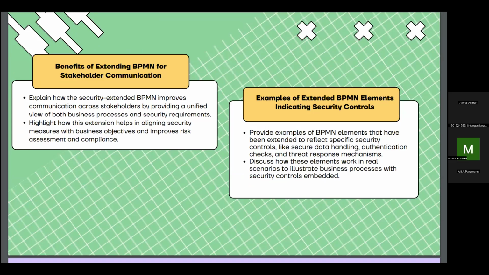Next slide. The benefits of extending BPMN for stakeholder communication. First is explaining how the security-extended BPMN improves communication across stakeholders by providing a unified view of both business processes and security requirements. Second is highlighting how this extension helps in aligning security measures with business objectives and improves risk assessment and compliance.